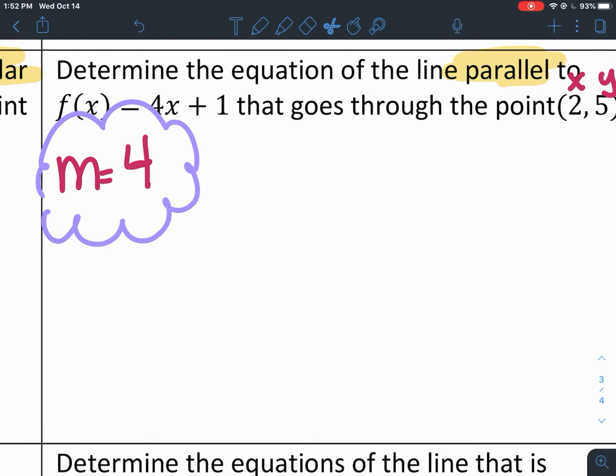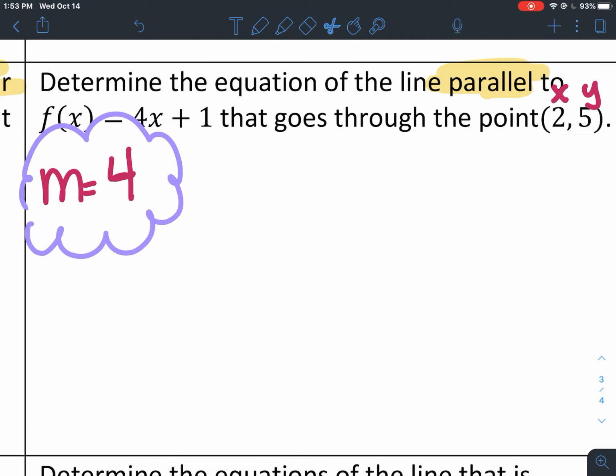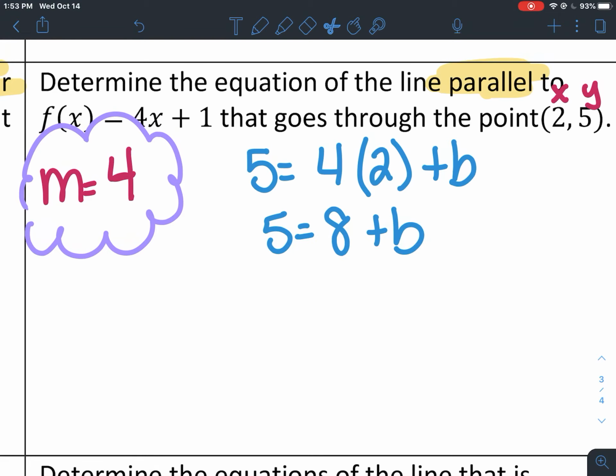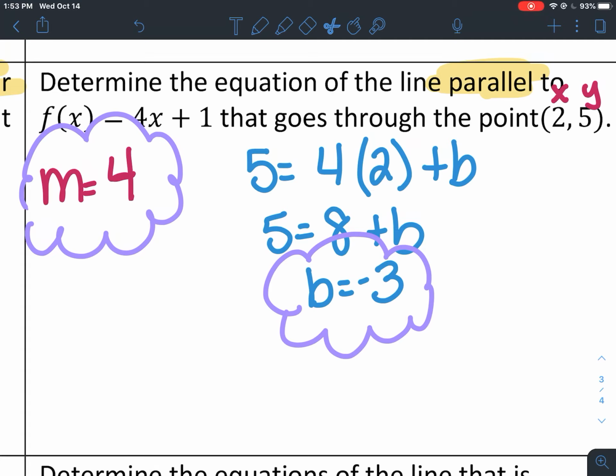I'm given my x and my y variable, so I'm going to plug x, y, and m into y equals mx plus b to find b. So we'll plug in 5 for y, 4 for m, and 2 for x, just like I did in the last one, and solve for b. So 4 times 2 is 8. Subtract 8 from both sides, and b will equal negative 3. I can take my m, I can take my b, plug it into y equals mx plus b, and y equals 4x minus 3. So these problems are pretty tedious, but the process is pretty much the same.